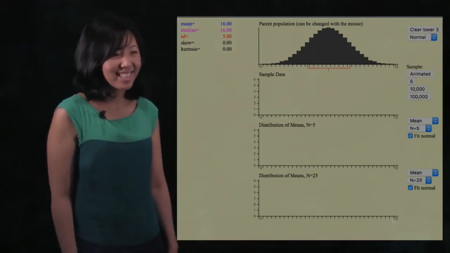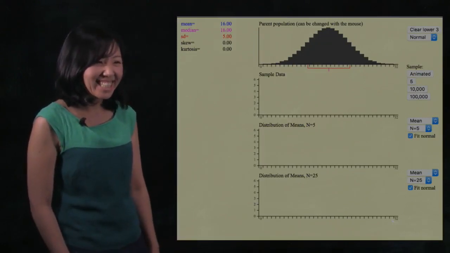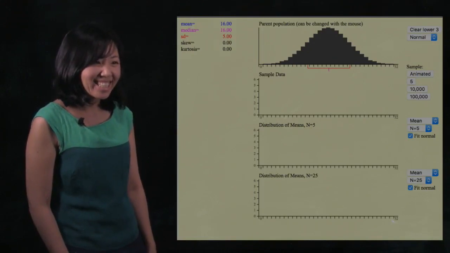Okay, G, so you've convinced me sort of that sampling distributions are usually normal unless you have really small samples. But what about the center and the spread of the sampling distribution? What can you say about that?